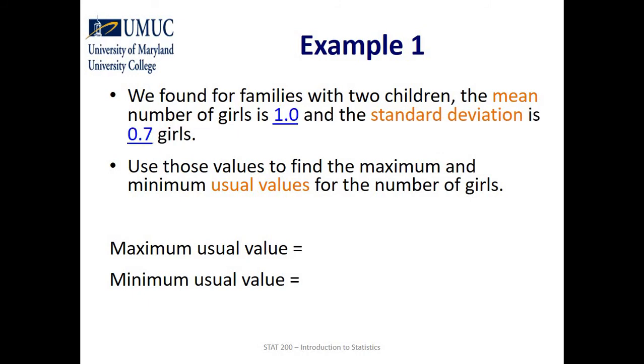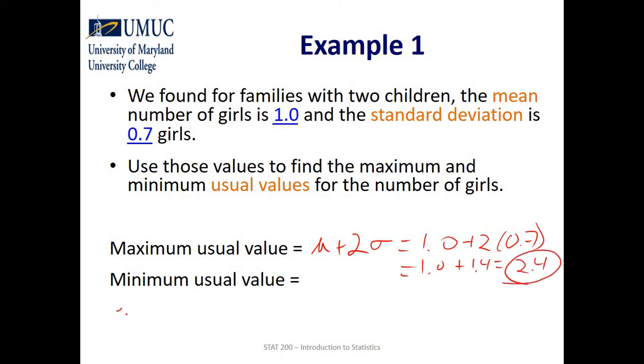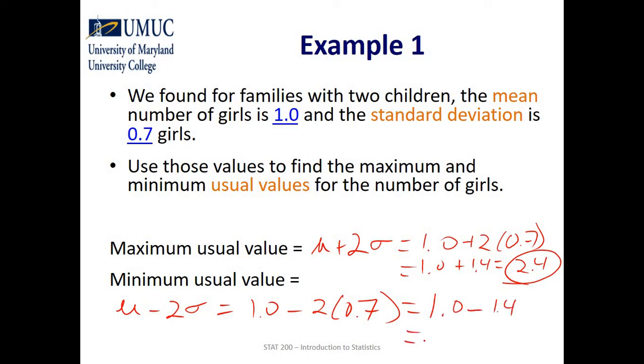We can use these values to determine the maximum and minimum usual values for the number of girls. The maximum usual value is mu plus 2 times sigma, which is 1.0 plus 2 times 0.7, which is equal to 1.0 plus 1.4, which is 2.4. The minimum usual value is mu minus 2 times sigma, which is 1.0 minus 2 times 0.7, which is 1.0 minus 1.4, which gives us negative 0.4.